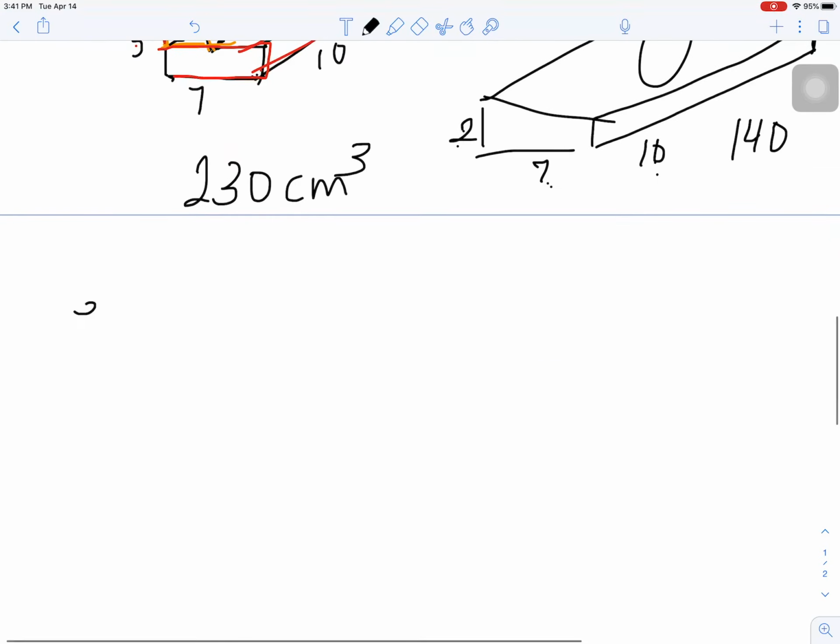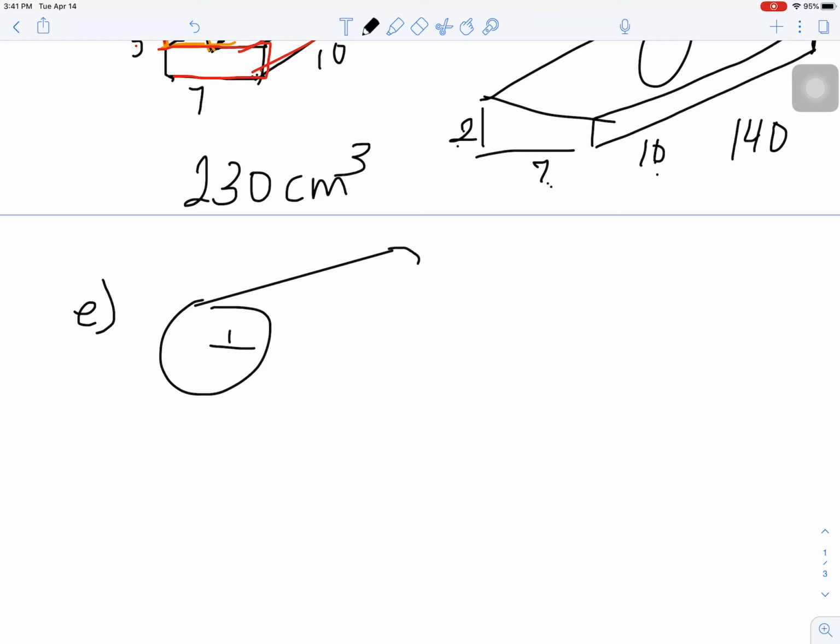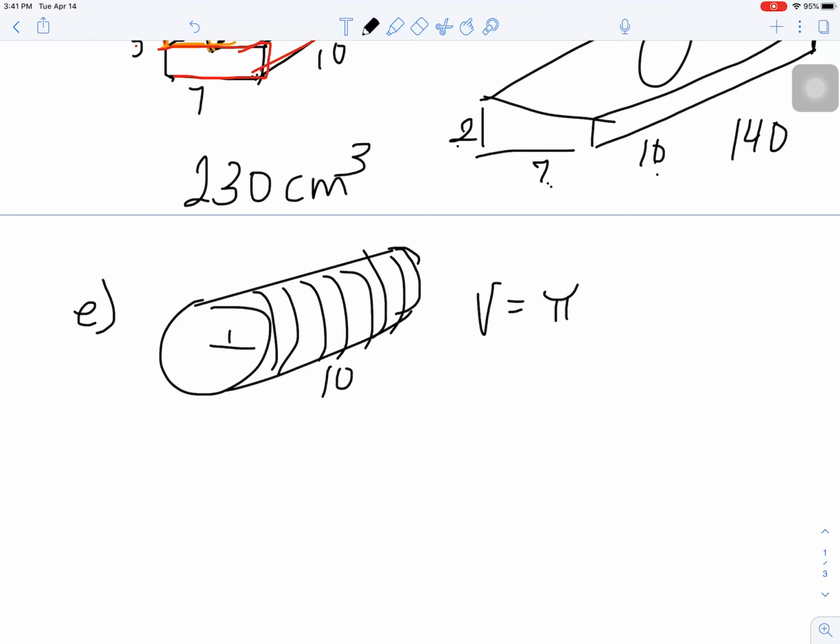Hopefully that made sense. And the next one that they give us, for E, is going to have, again, 1 centimeter here, and we have our cylinder. It's got a length of 10. Remember, we have essentially 10 strips, right? So if we find the area of the first one, we have volume equals pi r squared times our length.